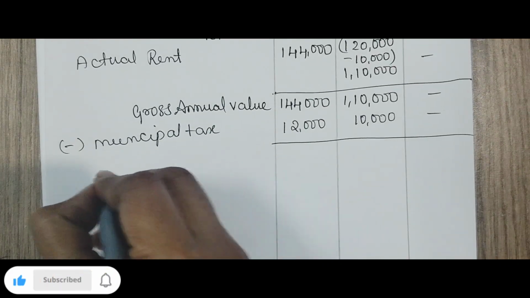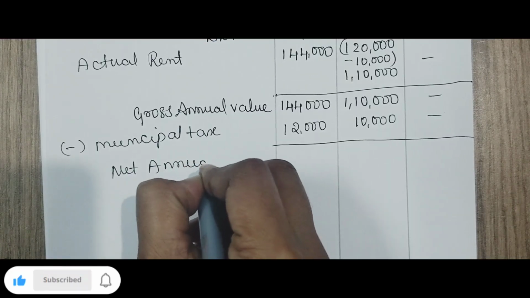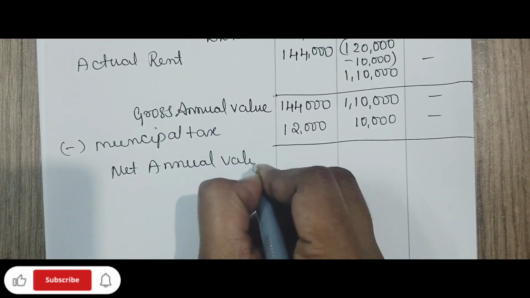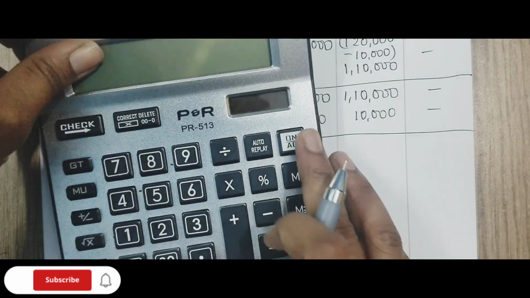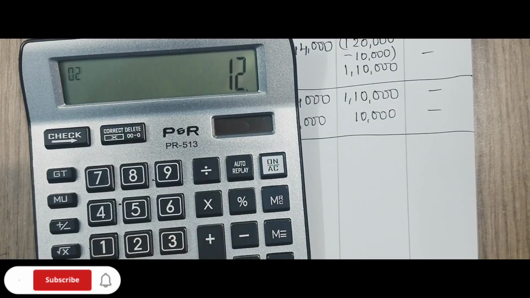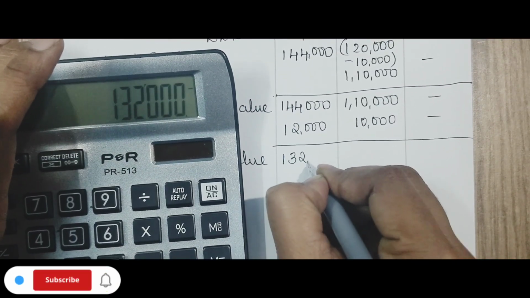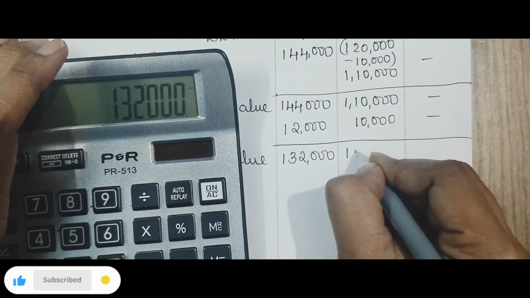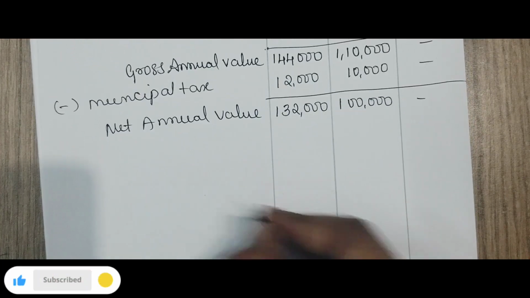This is your net annual value. 1,44,000 minus 12,000 is 1,32,000. And 1,00,000, nil. Now deductions.